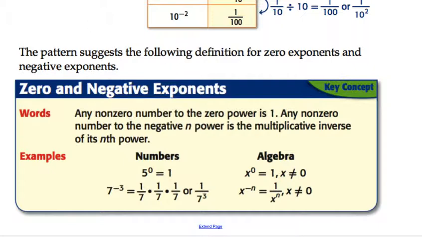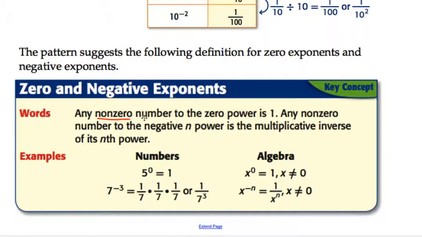Any non-zero, now this is an important part right here, non-zero, okay? It can't be 0. 0 to the 0 power is undefined. So any other number that is to the 0 power is equal to 1. So 5 to the 0 is 1, 10 to the 0 is 1. You could have some really complex number or algebraic expression, and if you put it to the 0 power, it's going to equal 1. Any number to the 0 power is equal to 1 as long as that number is not 0.